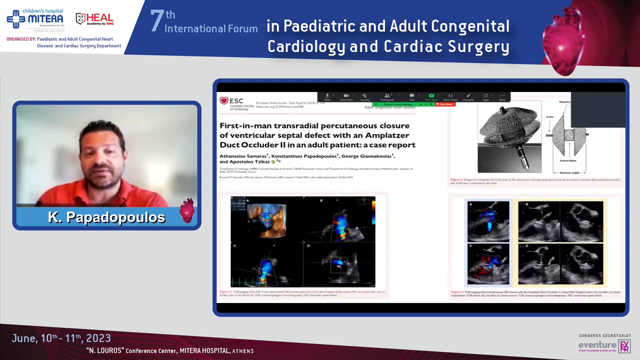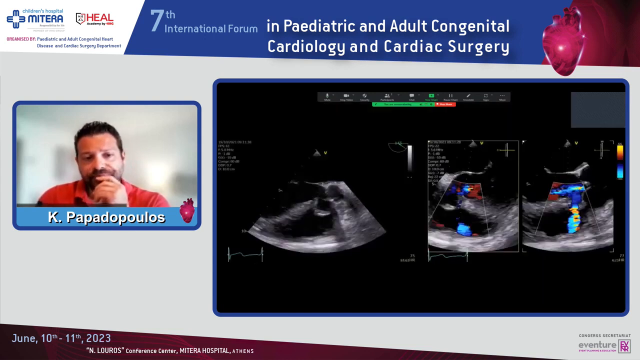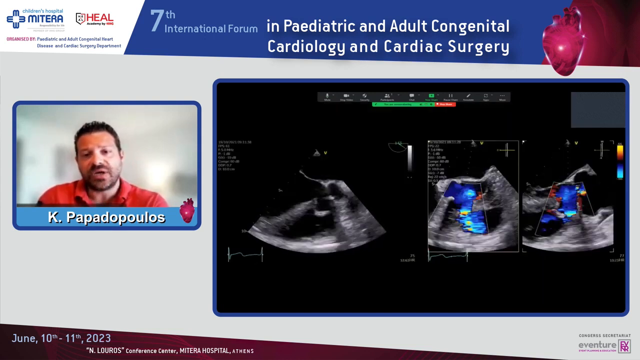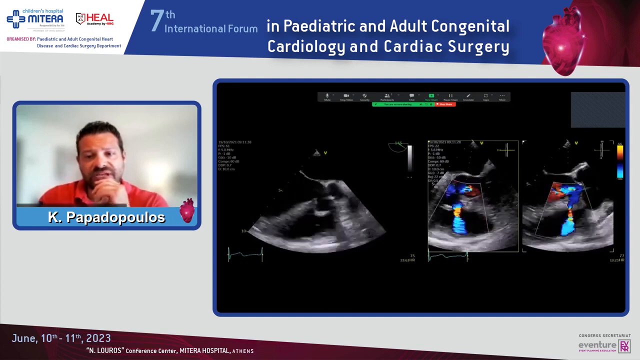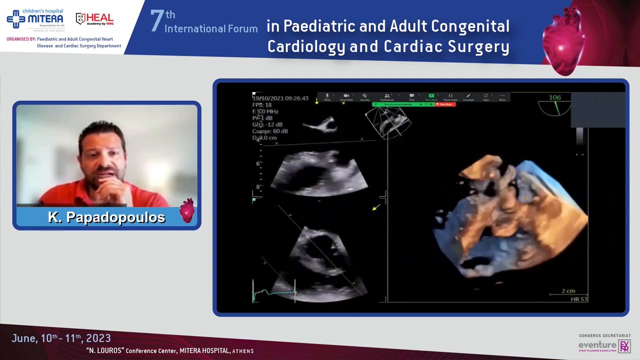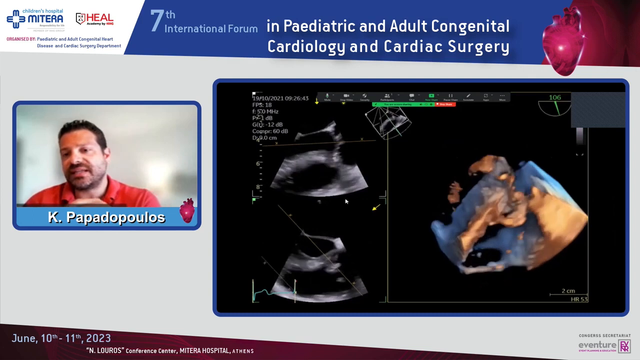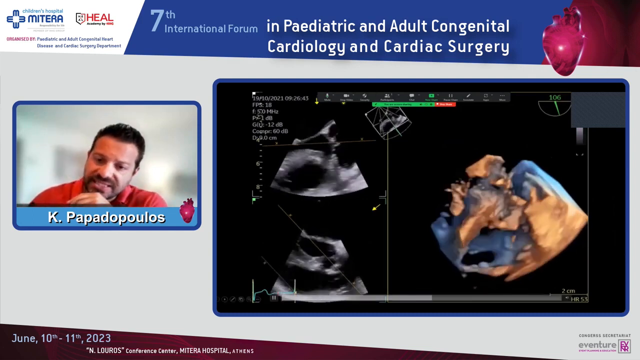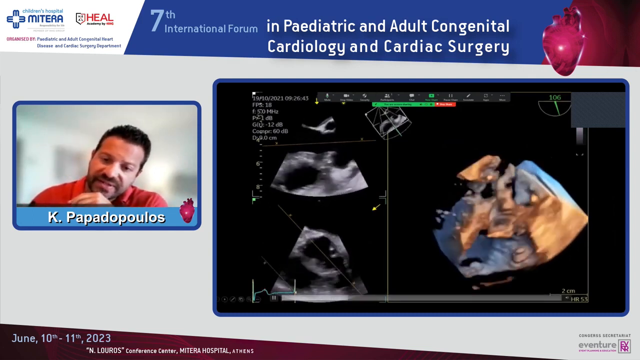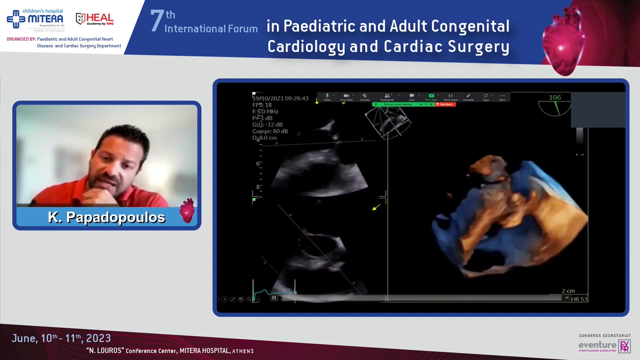This is a case of VSD occlusion from the radial artery. We published with Professor Giannakoulas and Dr. Dzikas recently. And you can see here we have a VSD, a perimembranous VSD. We went through the radial artery. These are the 3D images where you can see this is the ventricular septal defect.